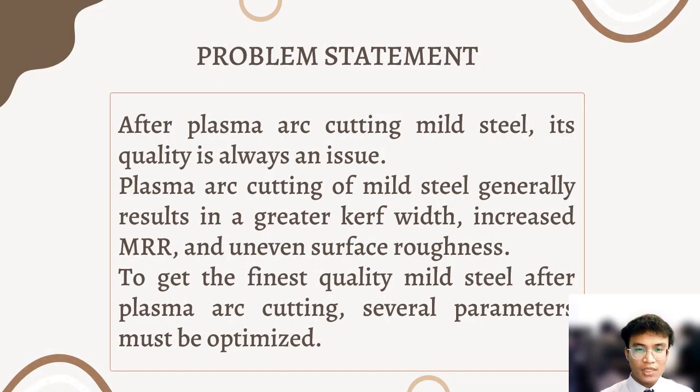Okay, for the next one is the problem statement. After plasma arc cutting mild steel, its quality is always an issue. Plasma arc cutting of mild steel generally results in a greater kerf width, increased material removal rate, MRR, and uneven surface roughness. To get the finest quality mild steel after plasma arc cutting, several parameters must be optimized.